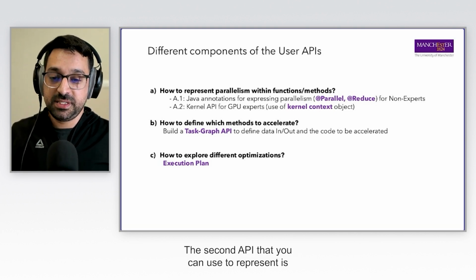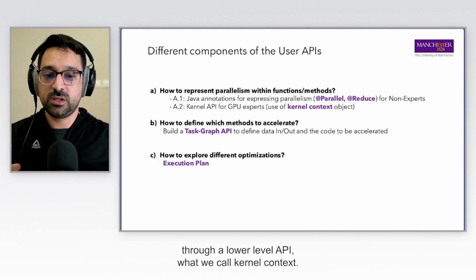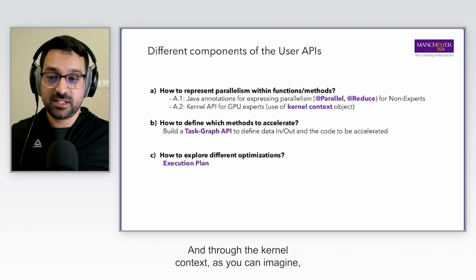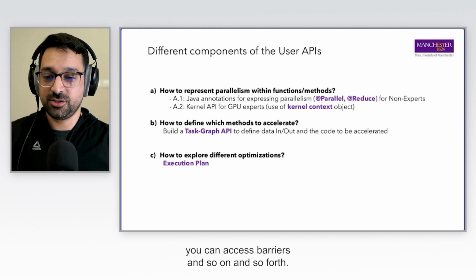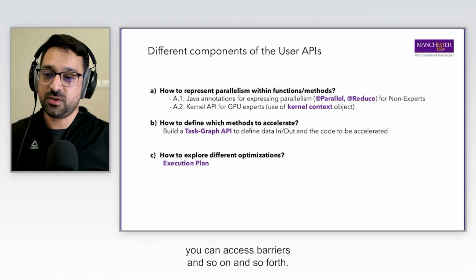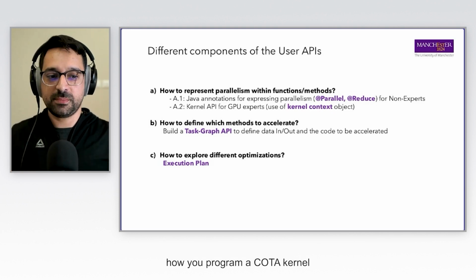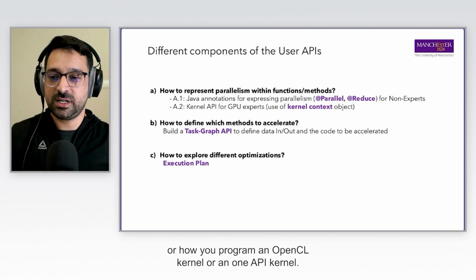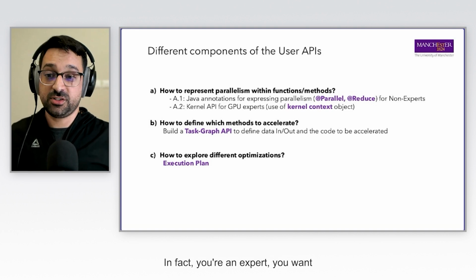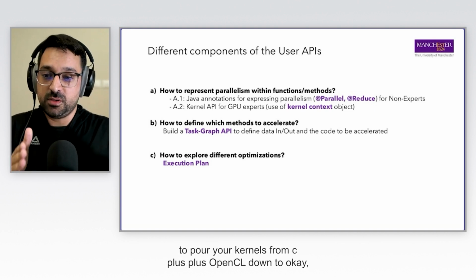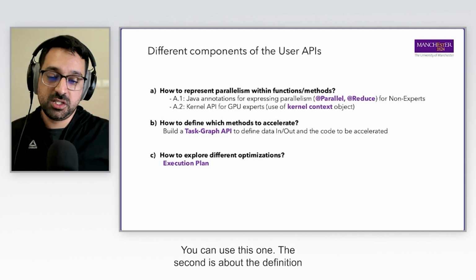The second API that you can use to represent parallelization is through a lower level API, what we call kernel context. And through the kernel context, as you can imagine, you can access thread IDs, you can access local memory, you can access barriers, and so on and so forth. So this is a very similar way to how you program a CUDA kernel or how you program an OpenCL kernel or a OneAPI kernel. In fact, if you're an expert and you want to port your kernels from C++, OpenCL up to Java, you can use this one.